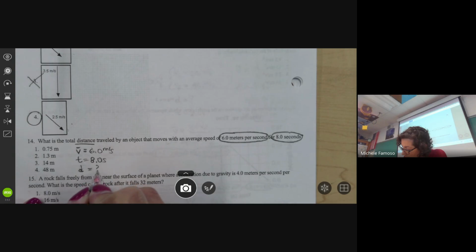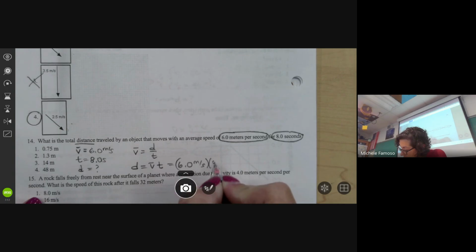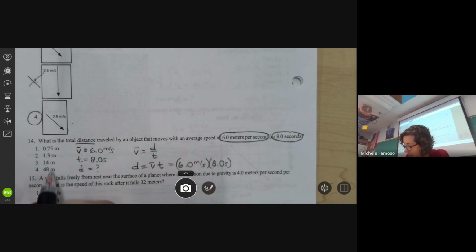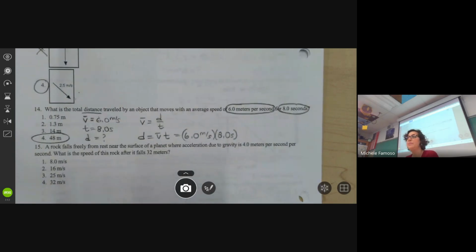Same equation we were using in the last question. V bar is D over T. So D is V bar T. 6.0 meters per second times 8.0 seconds. 6 times 8 is 48, choice 4. Anything else through 20?